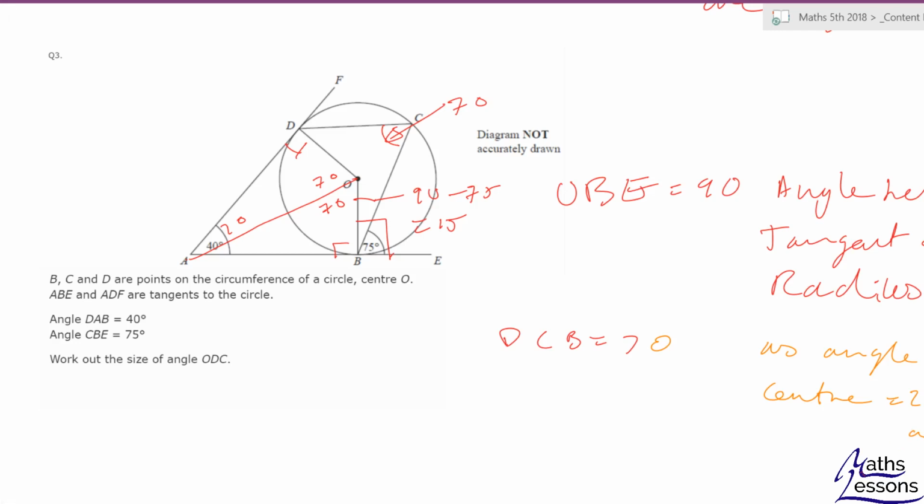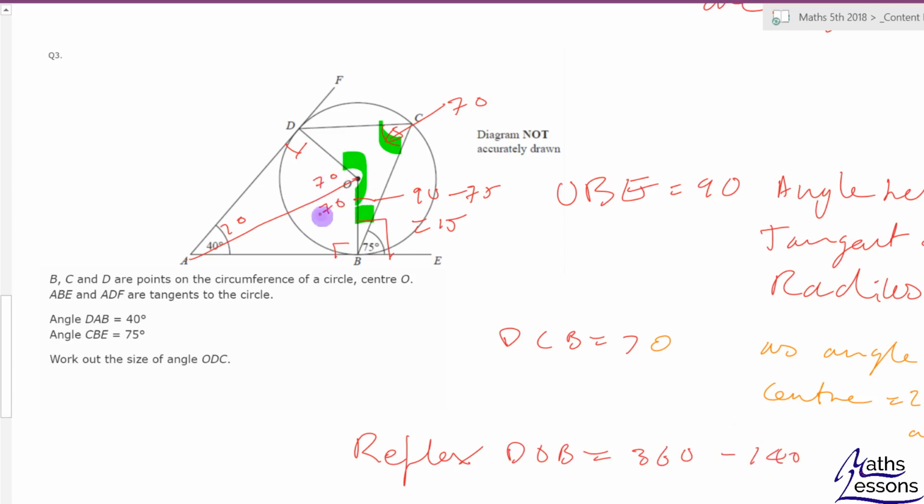So I now have this angle here and this angle here. I can also work out this angle here because the angles around a point add up to 360. So we know that the reflex angle, now reflex means the big angle round here, the reflex angle DOB must equal 360 minus 140. 70 plus 70 is 140. 360 minus 140, that gives me 220.